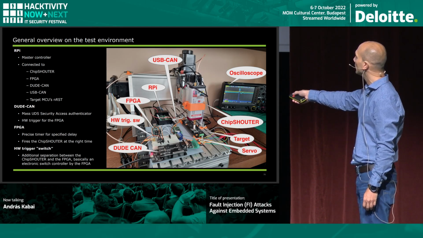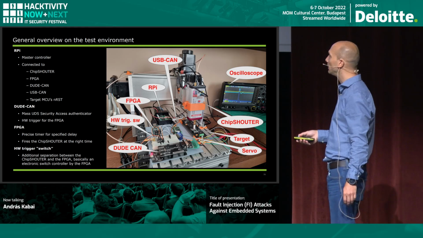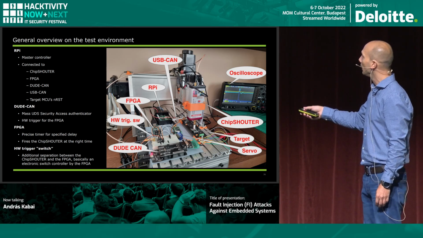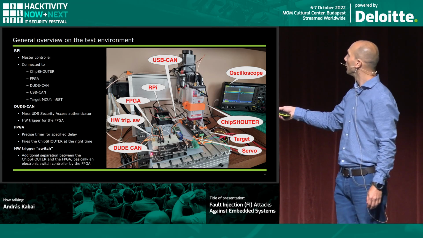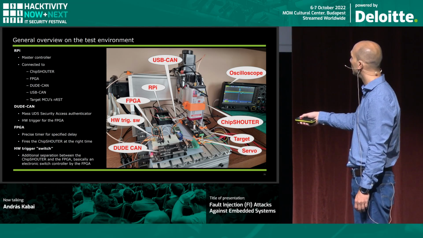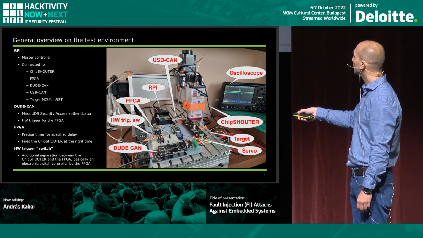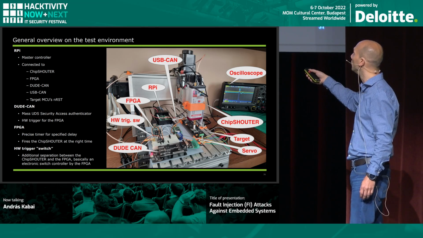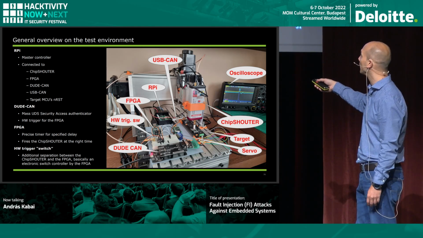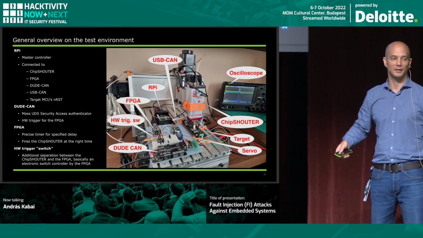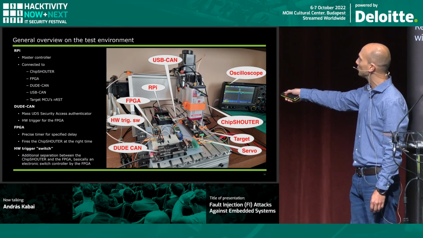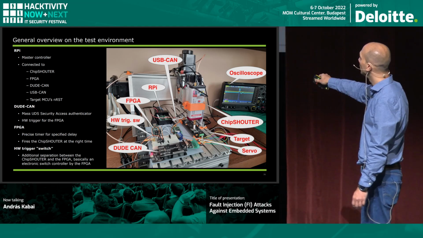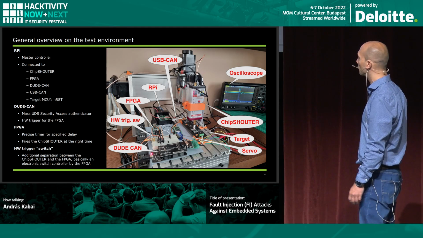We have a DUT CAN interface that is basically performing mass authentication probes against the target, so it performs the security access seed request and then key send messages. We have the FPGA for the same purpose as previously. We have the hardware trigger switch. As we are dealing with EMFI, so electromagnetic pulses, there is a big risk that something could malfunction or be damaged in close proximity to the device. So there is additional separation between the custom FPGA and the ChipSHOUTER EMFI tool. So even the trigger is separated with additional electronics.